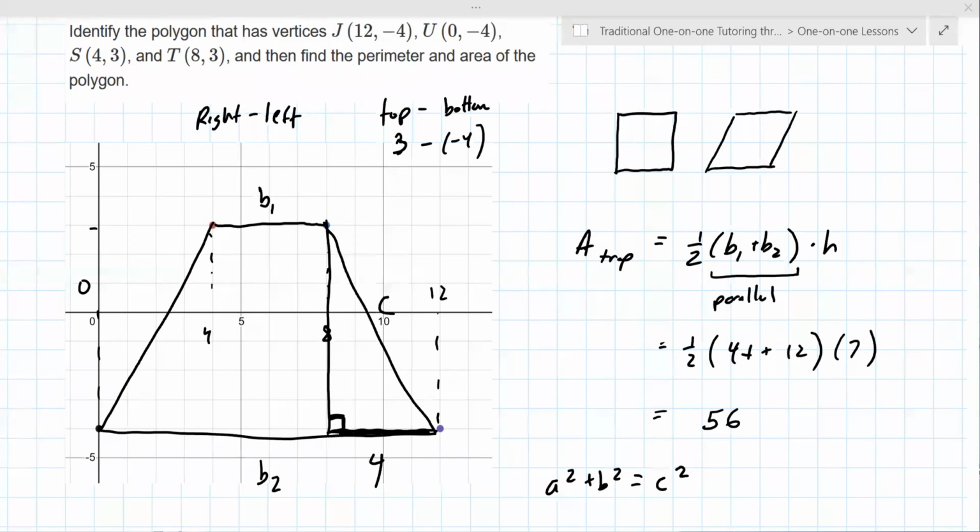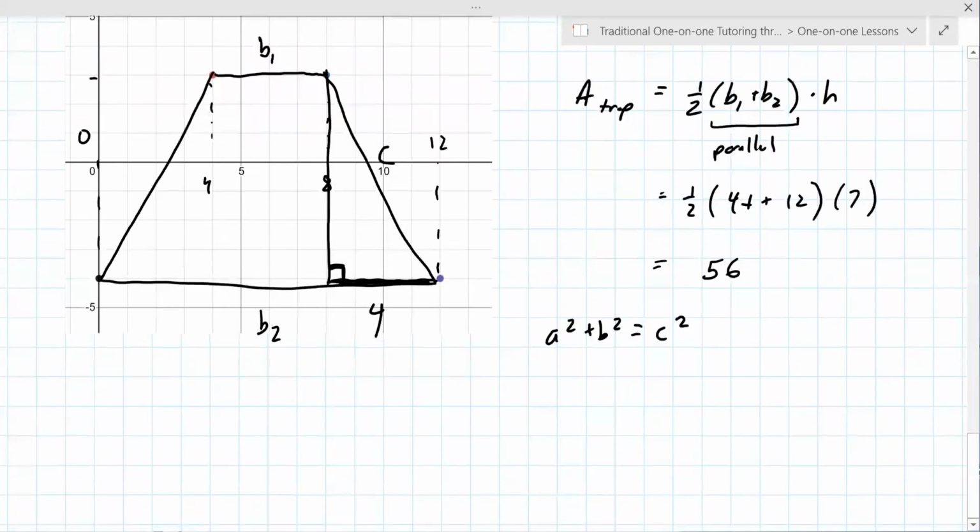Okay, so let me just double check here because I was surprised by that number I just heard. Oh, you know what? This is not 8. This is 7. So then 4 squared plus 7 squared equals C squared. I wrote the wrong number down. Probably for what you said it was correct.